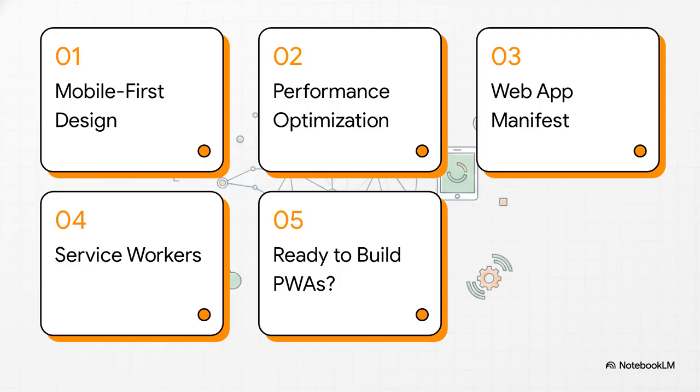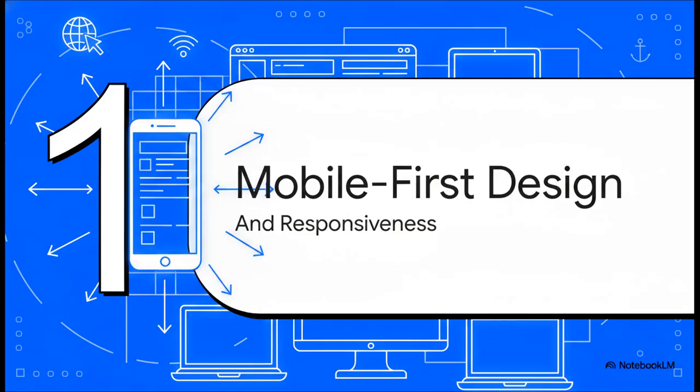Here is our builder's blueprint for today. First up, mobile first and responsiveness. Second, optimizing web app performance. Third, the web app manifest. Fourth, implementing service workers. And fifth, we'll see if you are ready to build PWAs. All right, part 1, mobile first and responsiveness. Let's see how this builds.